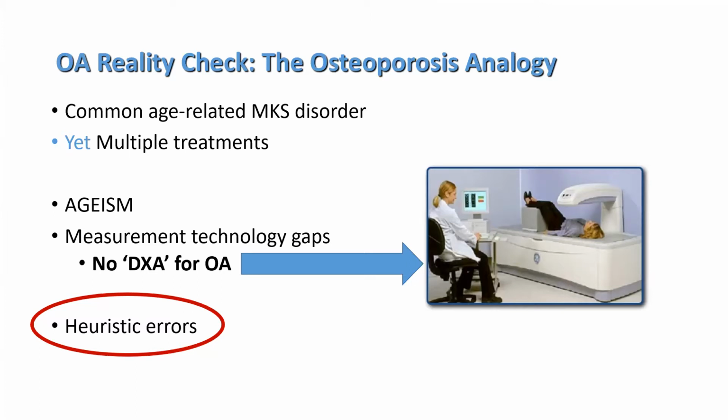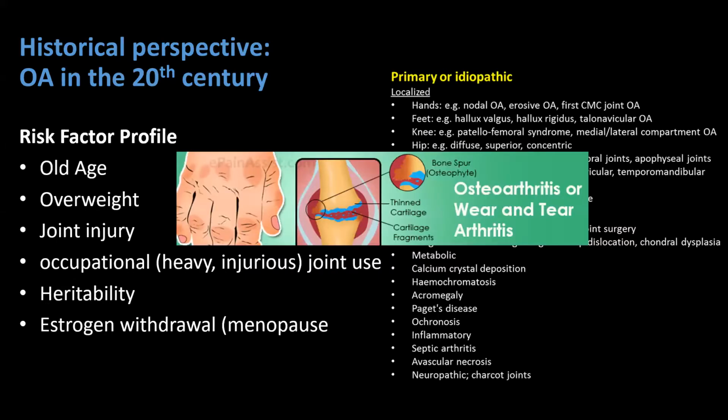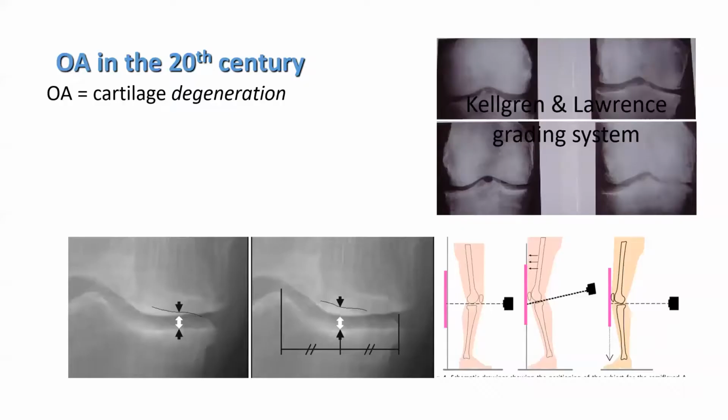We've had no DEXA scan for osteoarthritis. And also importantly, what I call heuristic errors. In the 20th century, osteoarthritis was really viewed according to the risk factor profile: old age, overweight, joint injury, and so forth, and became characterized as a disease of wear and tear. And primary or secondary, you might remember having to learn these lists.